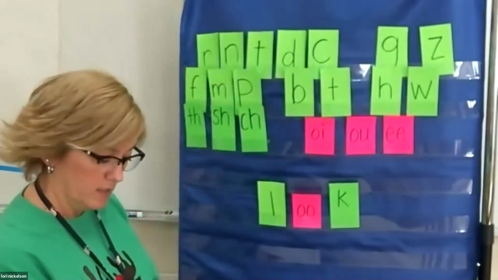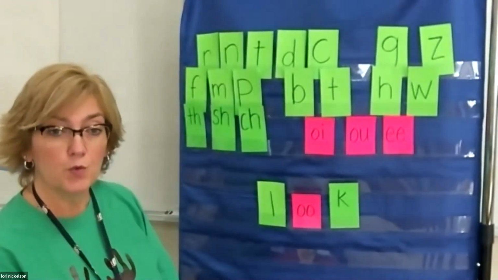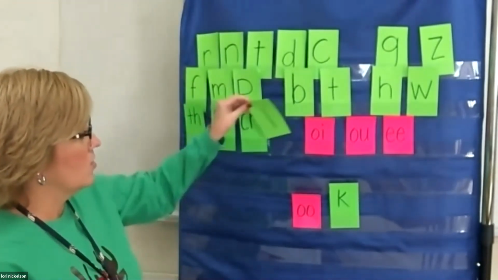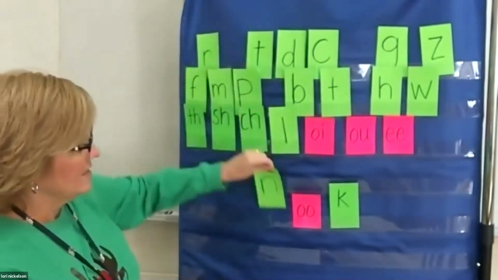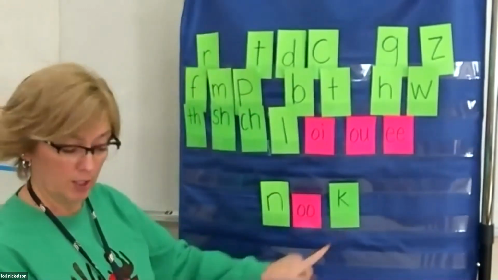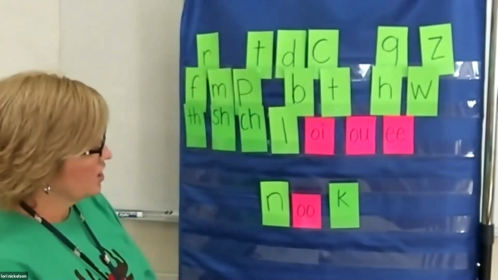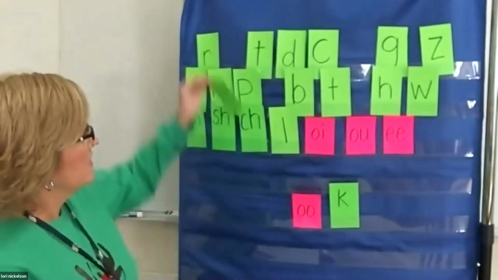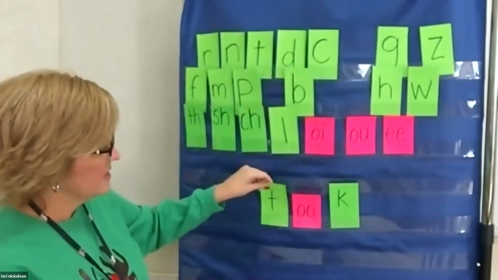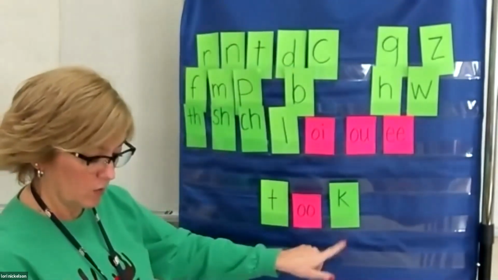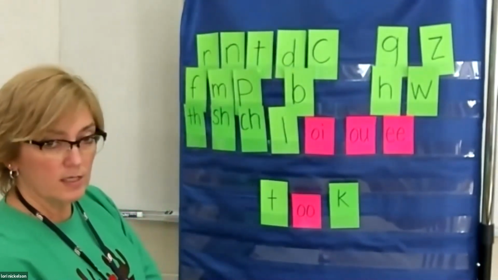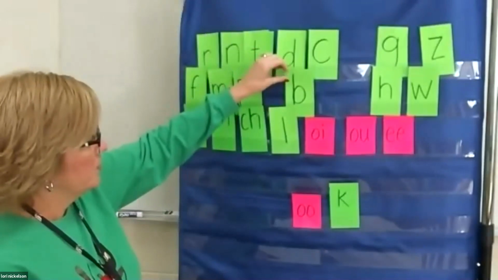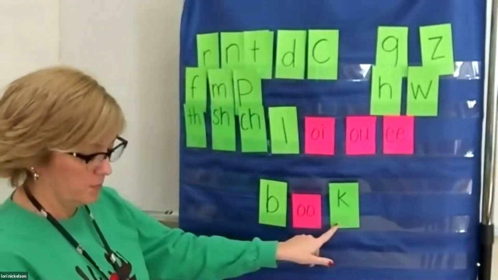Look. Great. So let's change look to nook. Nook. So we're going to replace the L with a N. And now we have nook. Great. So if I wanted to change nook to took, how would I do that? Take the N off and replace it with a T. And now we have took. Great. What if I wanted to make took into book? Take the T and put a B. And now I have book.